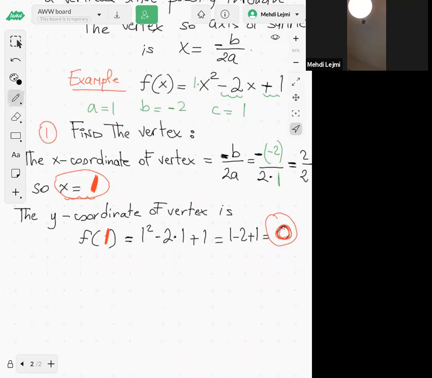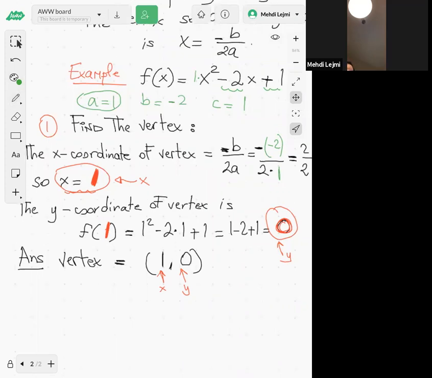So the vertex, this is the answer to the first step: x is 1, and y is 0. Right? This is x, and this is y. Input is 1, output is 0. All right, so we got our vertex. Next, we have to say whether the parabola opens up or down. Well, here obviously a is positive, right? So if it's positive, then the parabola opens up.